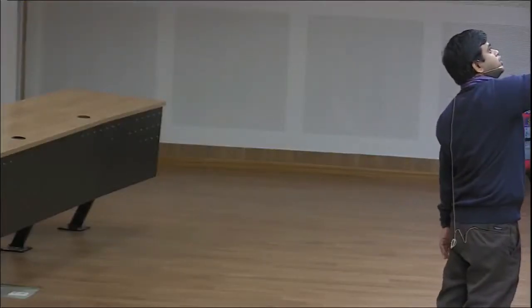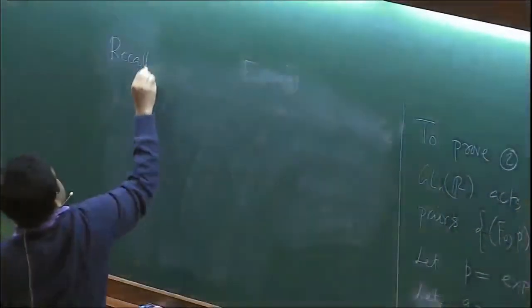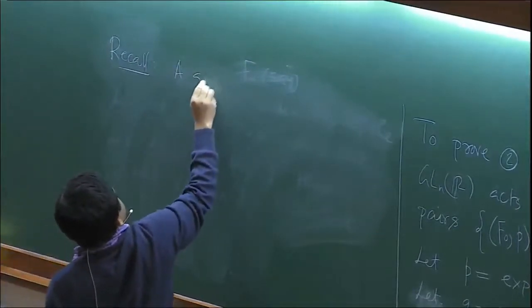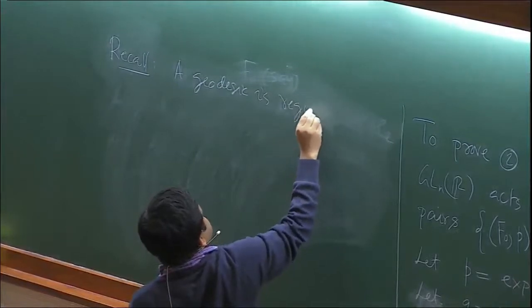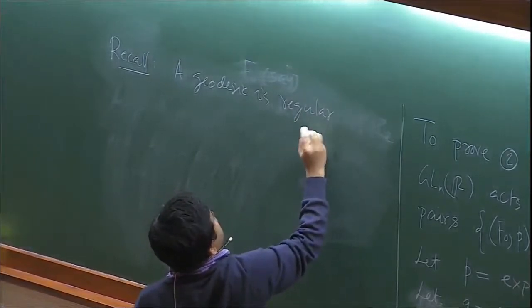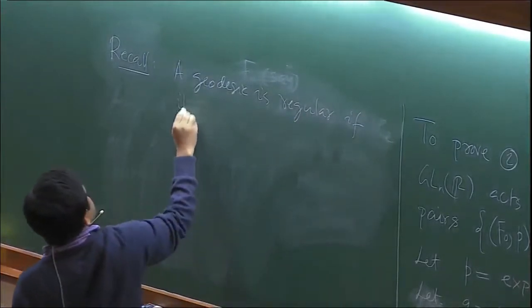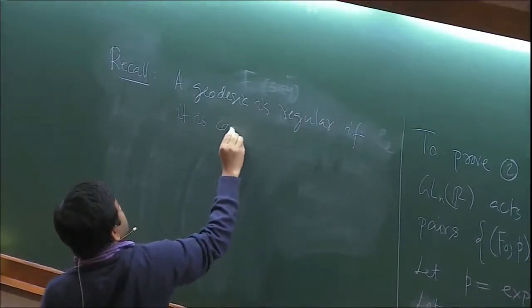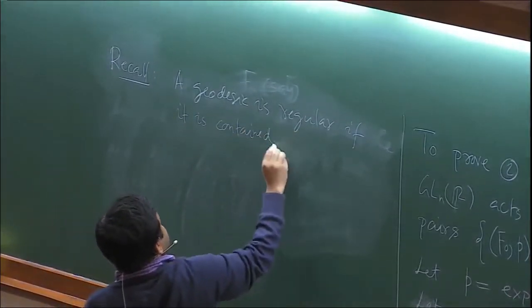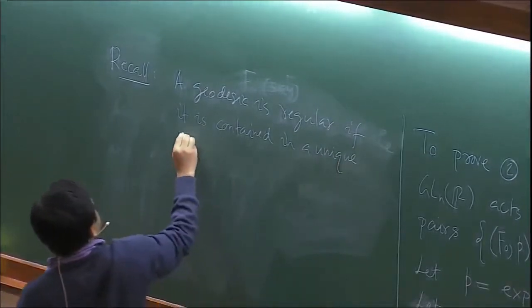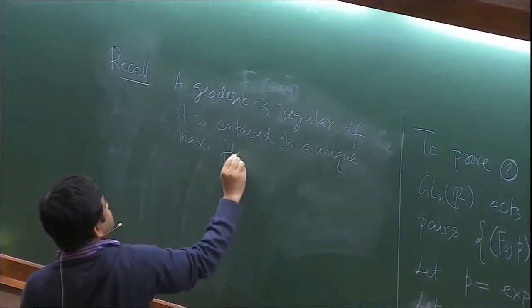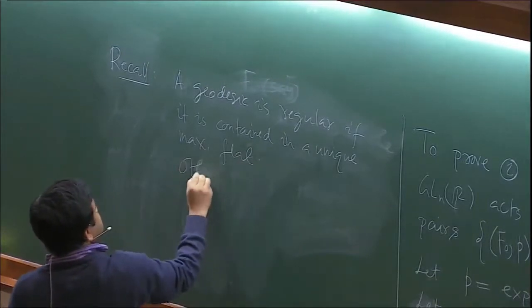Yeah, so recall, a geodesic is called regular if it is contained inside a unique maximal flat. Otherwise, we call it singular.